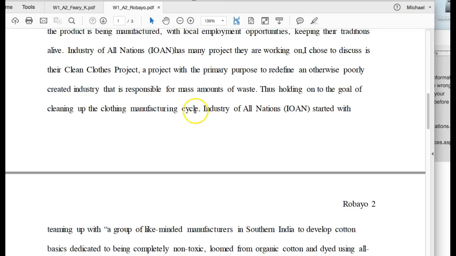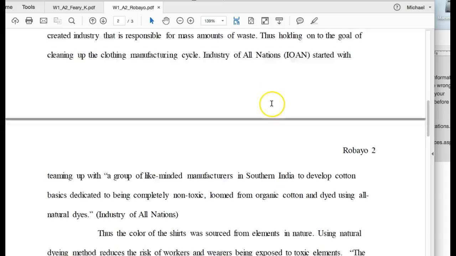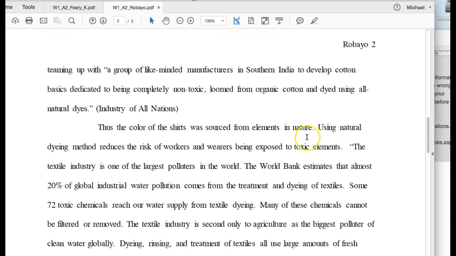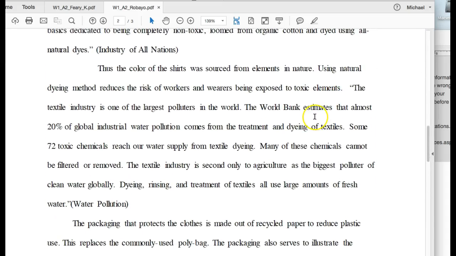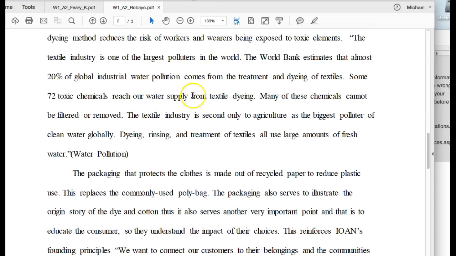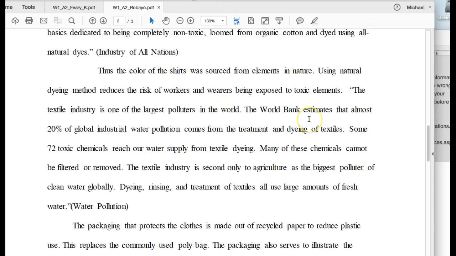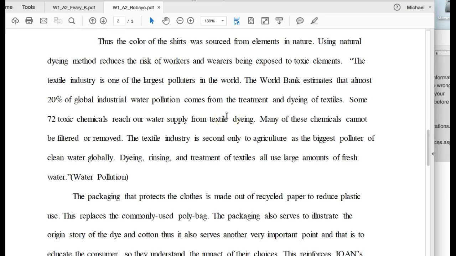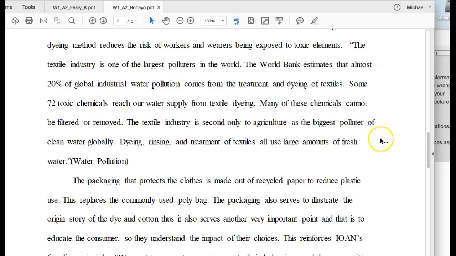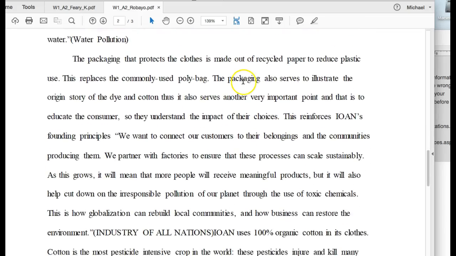This is great, cleaning up the clothing manufacturing cycle. And then you go into this wonderful research about how nasty the textile industry really is. I think we all kind of know it, but we just kind of ignore it. But it's really important to understand that it's one of the major pollutants of the earth, and has been forever. Textile industry is notoriously nasty, specifically talking about toxic dyes and unsustainable transportation methods, toxic chemicals that reach our water supply. This is wonderful research. Everything here is great.